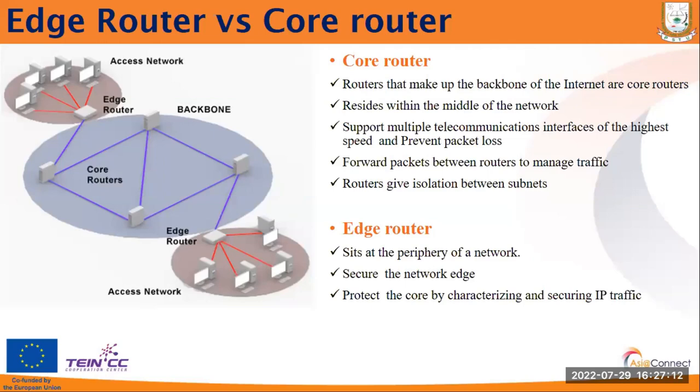On the other hand, the edge router is also called an access router. The core router gives some isolation between the subnets, where the core router is in the middle, but the edge router is in the periphery of the network. So the edge router works to secure the network edge, or you can say protect the core. How can it protect that? It can protect the core by characterizing and securing IP traffic or packets from other edge routers as well as core routers. So that is the difference between core router and edge router.